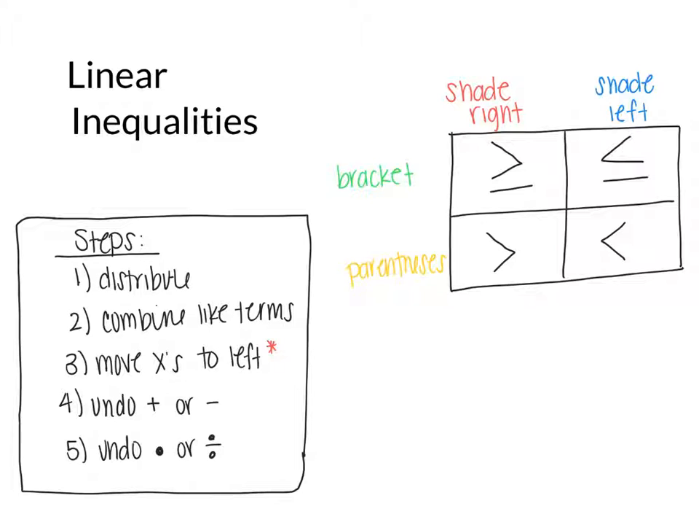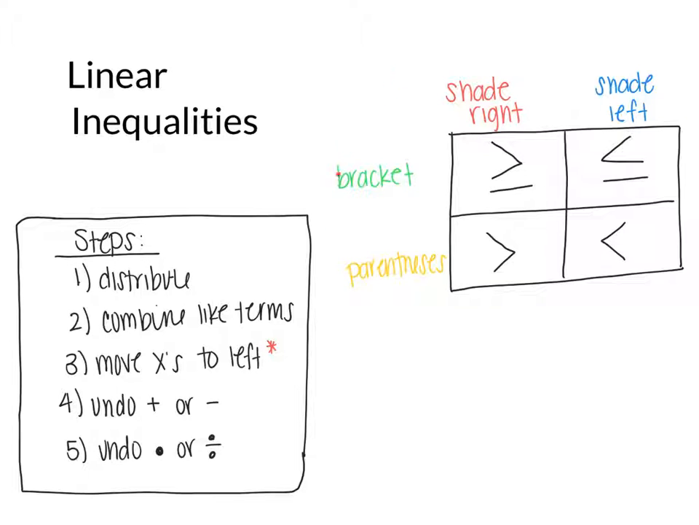Your steps to solving linear inequalities are the same as linear equations. Distribute if you see any parentheses, combine like terms on the left, combine like terms on the right, move the x's over to the left. That varies a little bit different. In linear equations, we said move over the smaller one. It's going to be easier to graph if you just get in the habit of always moving the x's over to the left. And this is just for linear inequalities. If you get a negative number, we'll take care of it by dividing through. Second to last step, undo the addition or subtraction, and then undo the multiplication or division.